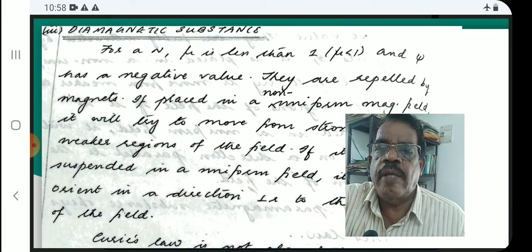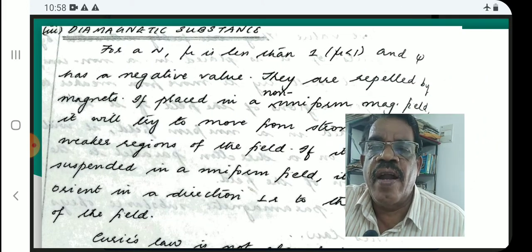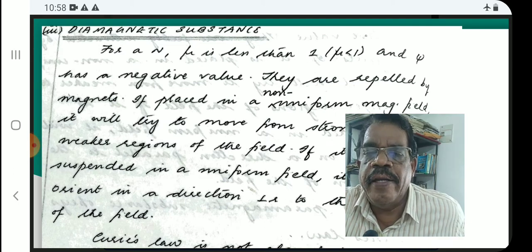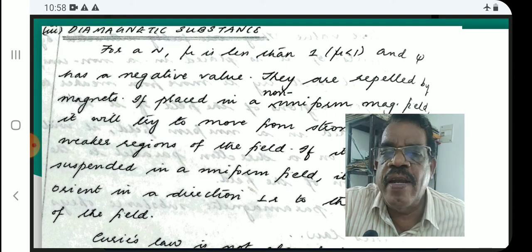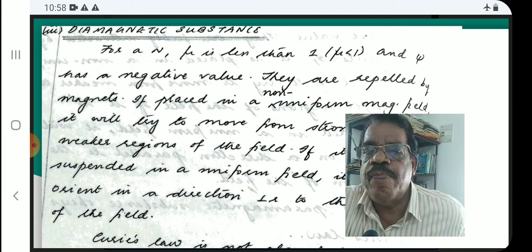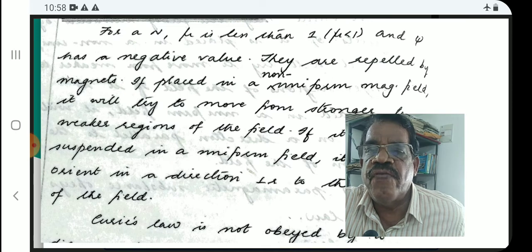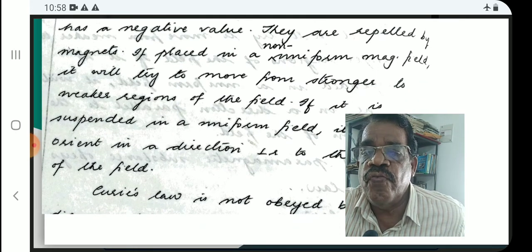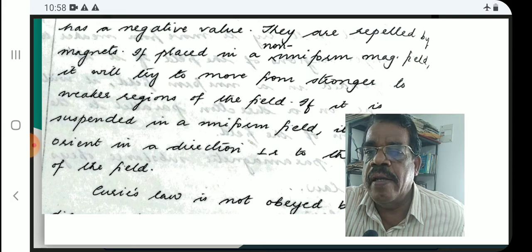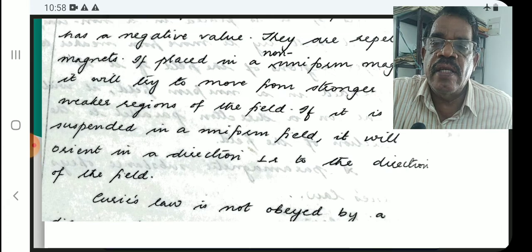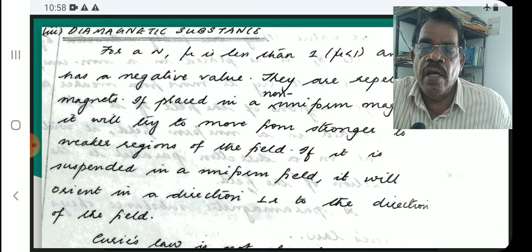For a diamagnetic substance, mu is less than 1 and psi has a negative value. It is opposite to paramagnetic. They are repelled by magnets, and if placed in a non-uniform field, it will try to move from stronger to weaker regions of the field. And if it is placed suspended in a uniform field, it will orient in a direction perpendicular to the direction of the field.